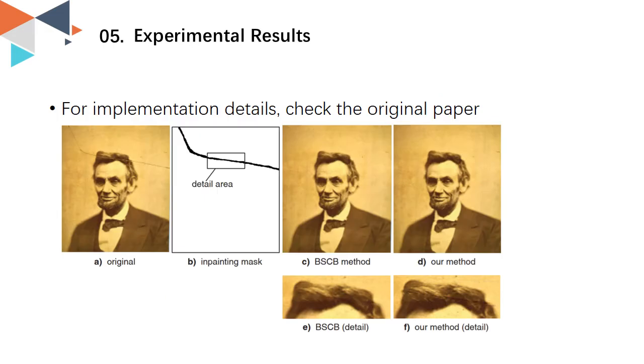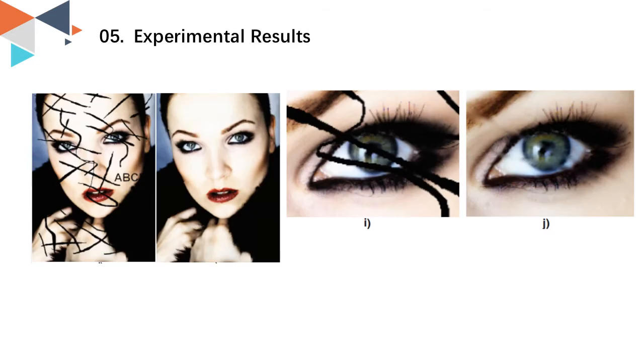The inpainting mask in figure B is actually the damaged part in the original image in figure A. Compared with previous results in C and E, the method in OpenCV shows relatively good results. Let's see another example. Look at the damaged face and the recovered face by this method.